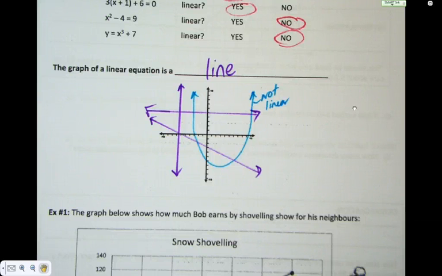So what I just introduced is actually the second skill you need to know from today, which is looking at a graph and telling me if it's linear, yes or no. So for the equation, the highest degree is 1. For the graph, it's a line. If it's not a line, it's not linear.